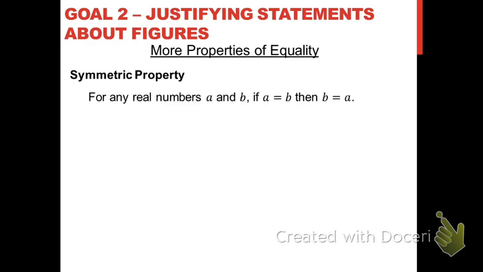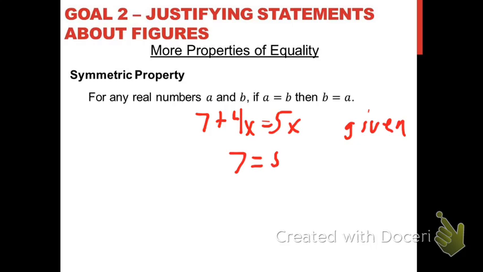Now, a place where you might see this: let's say we were trying to solve an equation like 7 plus 4x is equal to 5x, and we were trying to justify our answers and so forth. The first thing that you would do, well, that's given to us. The first step you would take is to subtract 4x from both sides, right? So you get 7 is equal to 5x, and you use the subtraction property of equality to get there.